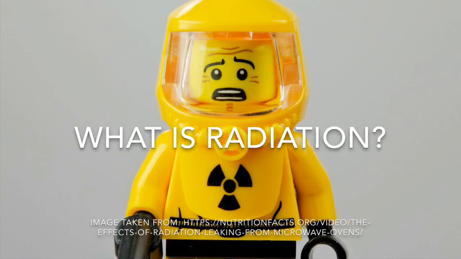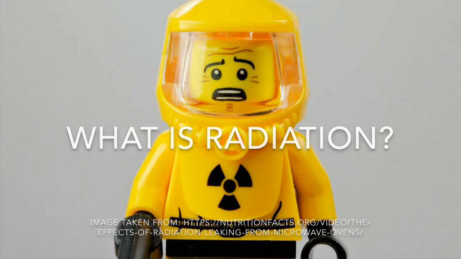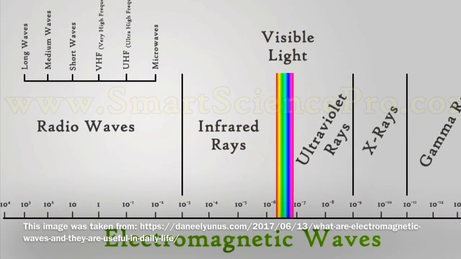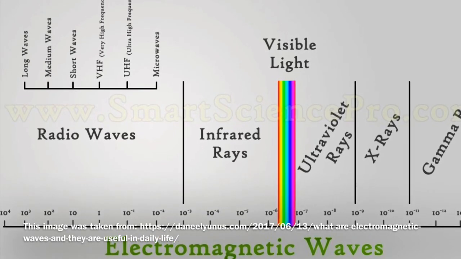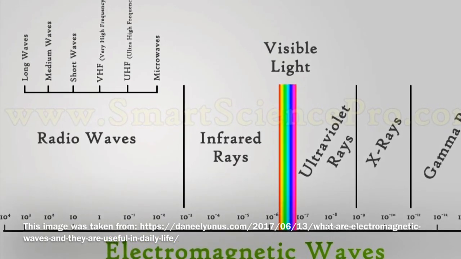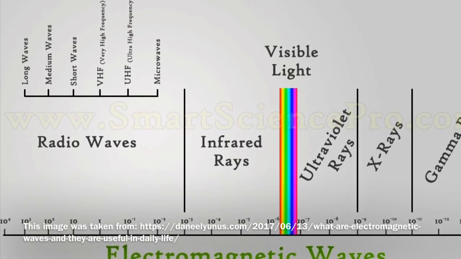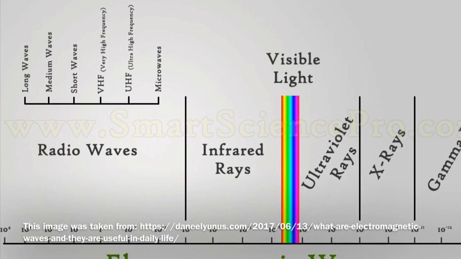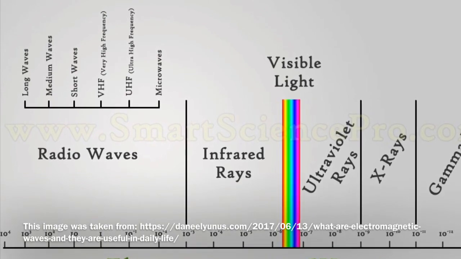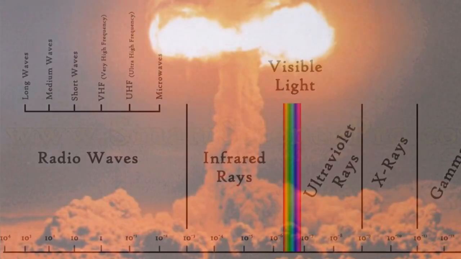The first term we're going to learn is what is radiation. Radiation is defined as the emission of energy as electromagnetic waves or as moving subatomic particles, especially high energy particles which cause ionization. Some examples of radiation waves are radio waves, microwaves, infrared radiation, and gamma rays. Radiation waves also include nuclear radiation.